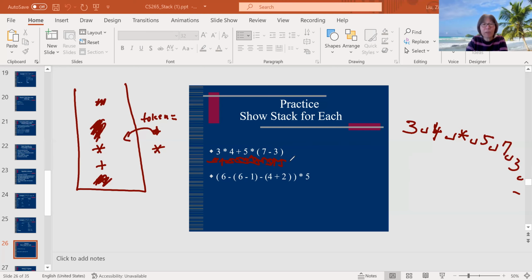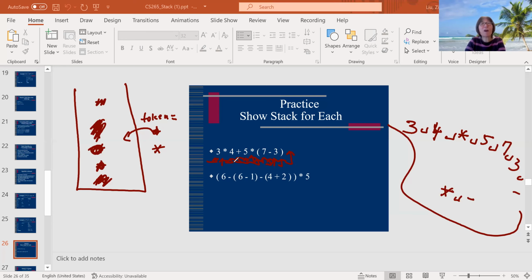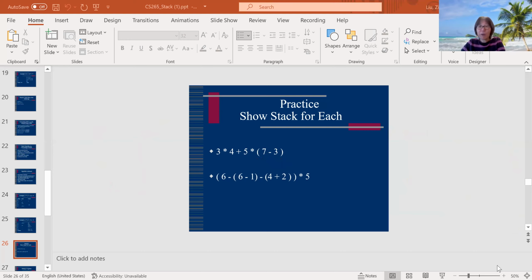And now we reach the end of the expression. When you reach the end of the expression, you need to keep popping everything out and add it to postfix. Now this is the respective postfix expression, okay. So that's how we apply this algorithm, okay. So this is infix to postfix expression. So we understand the algorithm.